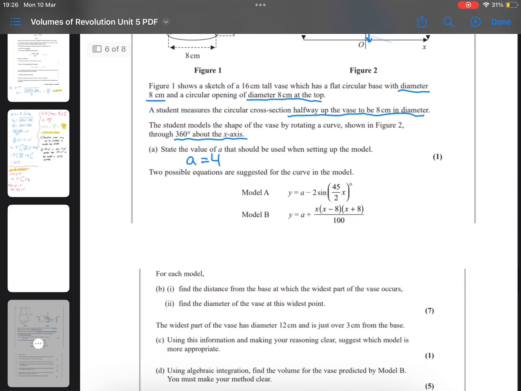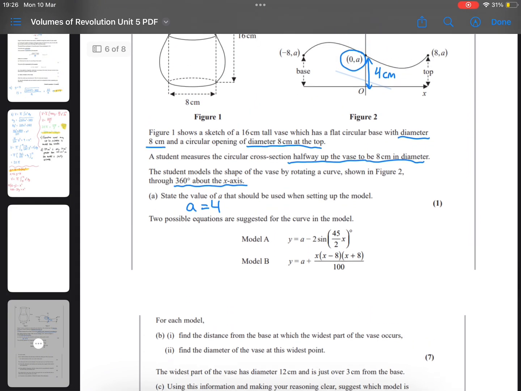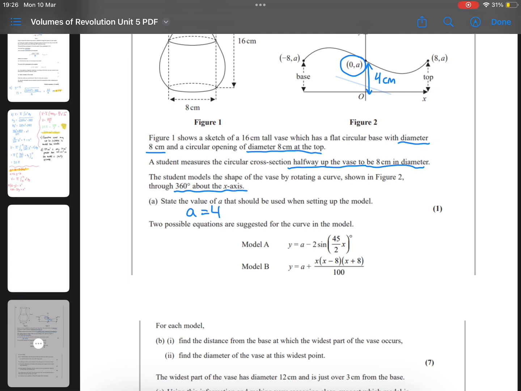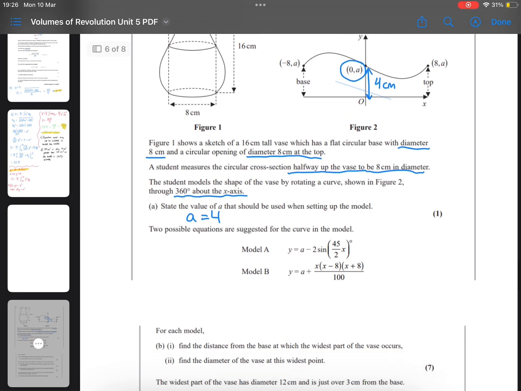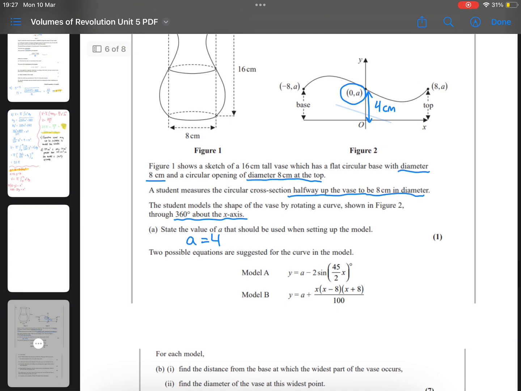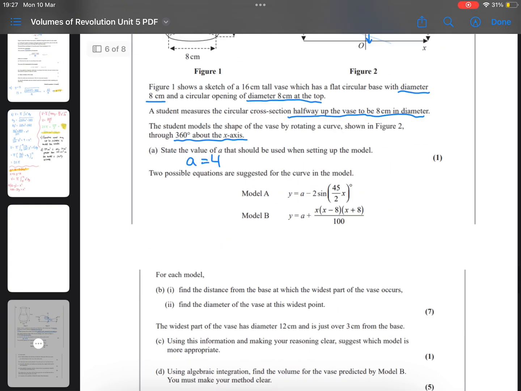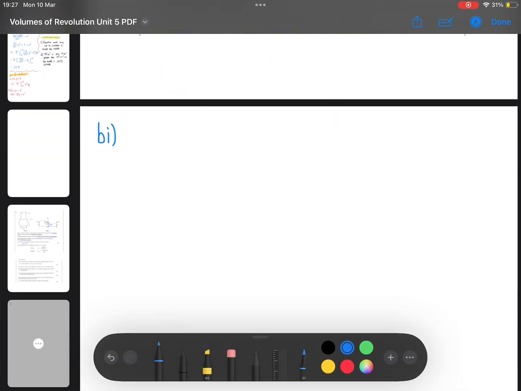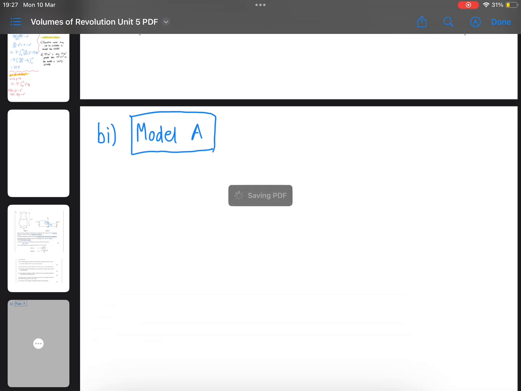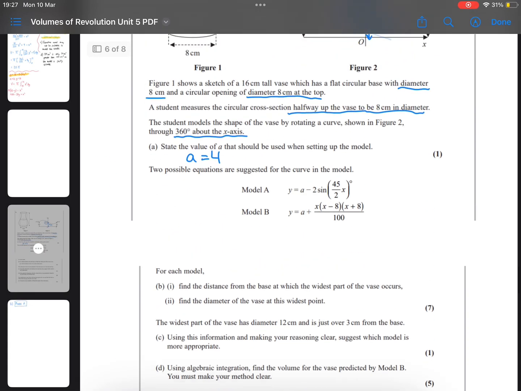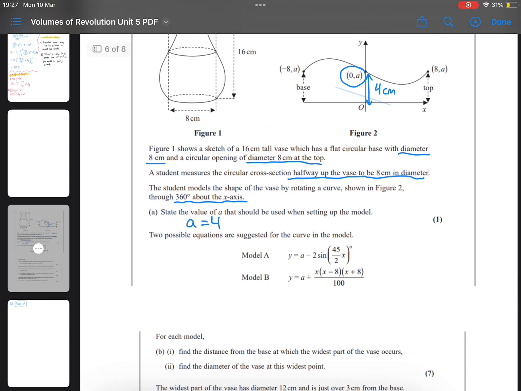And for each model we have to find the distance from the base at which the widest part of the vase occurs and the diameter of the vase at this widest point. So for that we want to find the value of x which maximizes y, and that sounds to me like differentiation. So I'll start with model A here, and since this is an AS paper, you're not actually expected, when this question was set, to be able to differentiate the equation for model A and prove it, but rather to look at the graph and make a visual judgment.